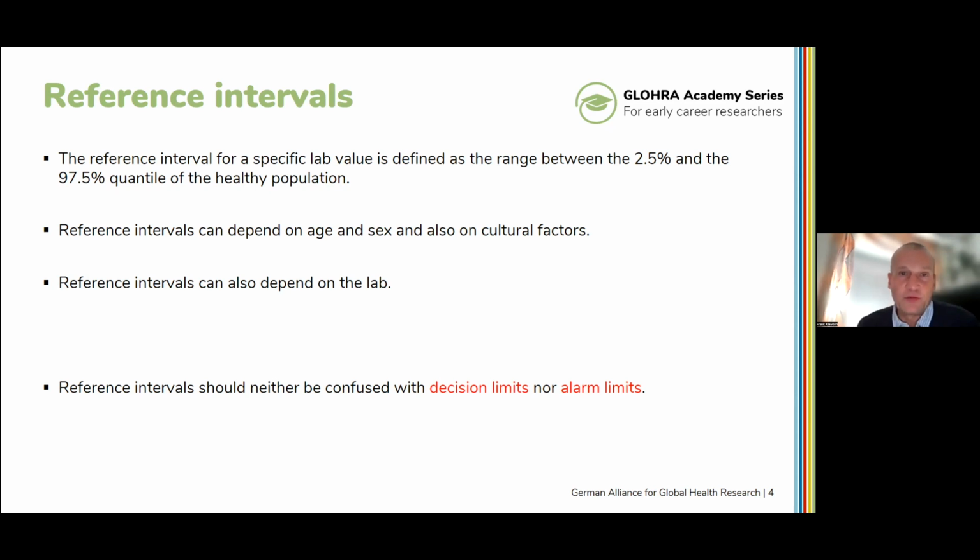Of course, if I talk about population, I do not mean just the whole population. It usually depends on age. So there are different reference intervals for older people, for children, for babies, and so on. It can also depend on the sex. There are some values, like even this hemoglobin, which for women is usually a bit lower than for men. But it can even depend on cultural factors.